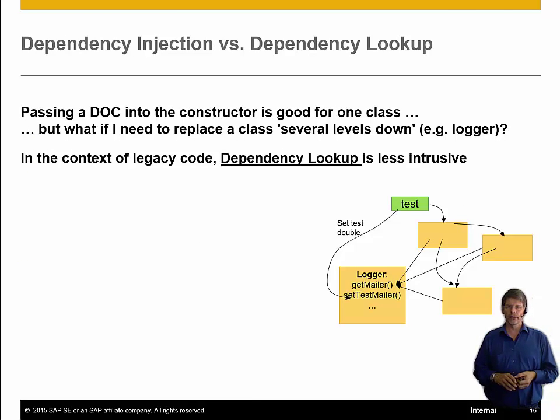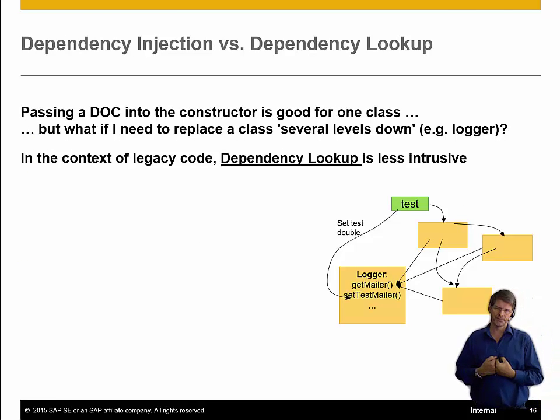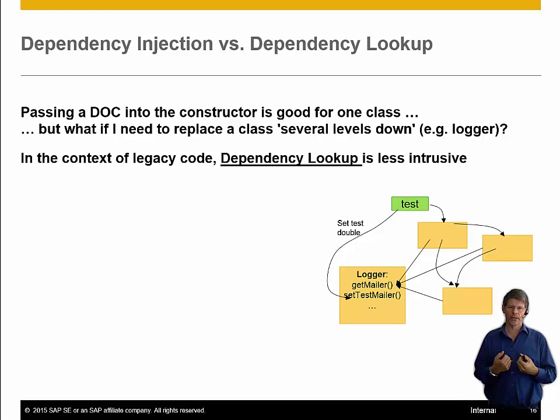So there are two ways to actually go about this. This thing about managing who knows about who and who creates who, so to speak. If you pass a dependent component into a constructor, it's good for one class. But what if I, for instance, need a replacement several levels down? For instance, I have a whole graph of services. They all do something, and they all call the logger, and the logger writes into the file system, the real production logger. But I don't want to write into the file system when I'm doing a test.